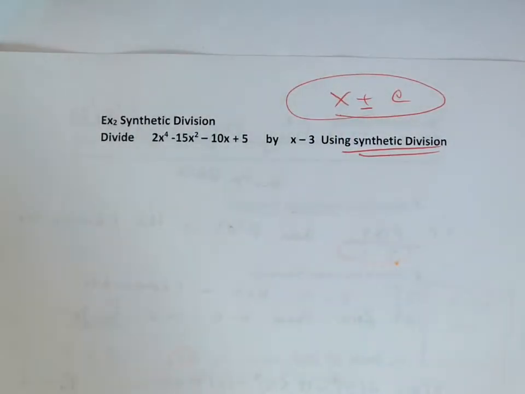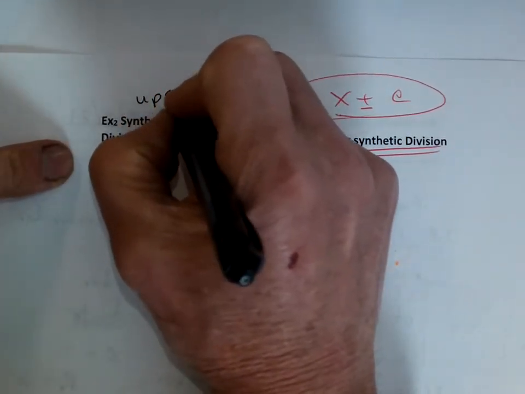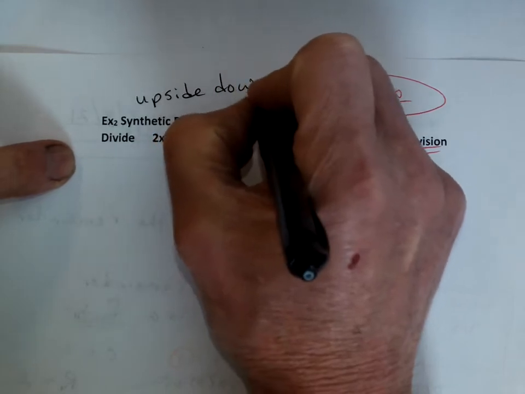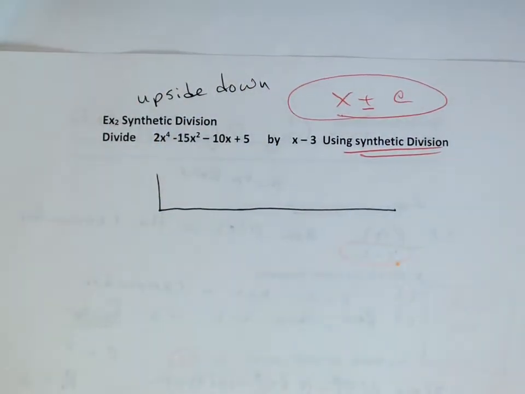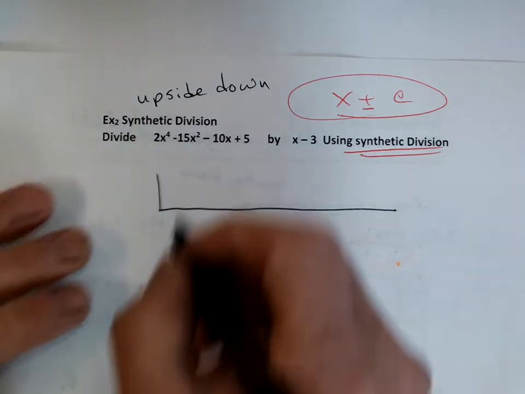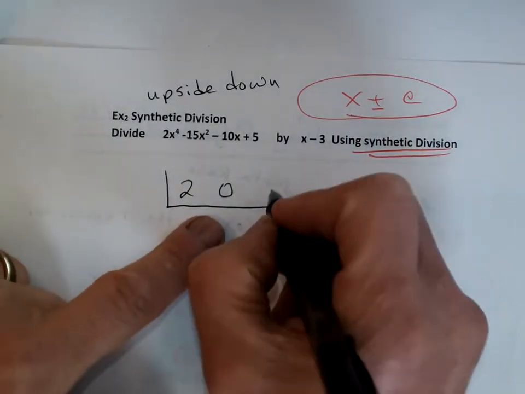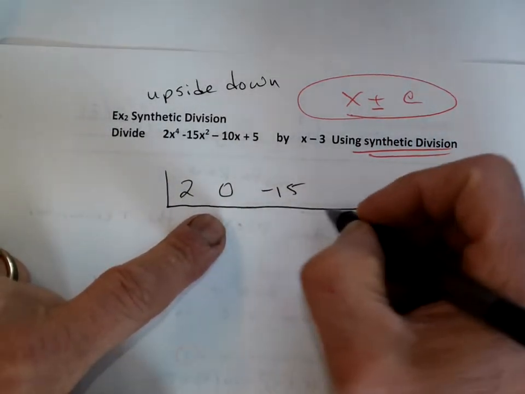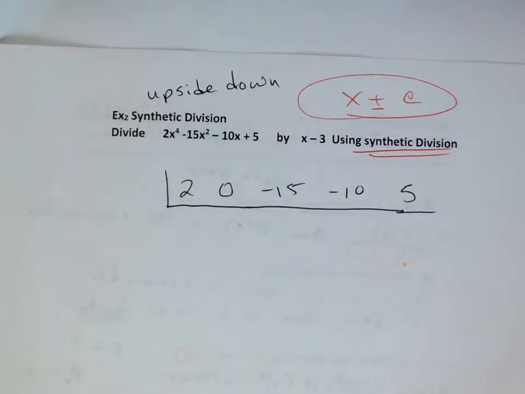We did this last year. Let's see if you remember. So synthetic division is like upside down division. So I'm going to start with an upside down division symbol, okay? So when I do synthetic division, the x's become invisible. We know they're there, but they're invisible, okay? So I'm going to go 2, 0, negative 15, negative 10, and 5. Okay, the x's are invisible, right?